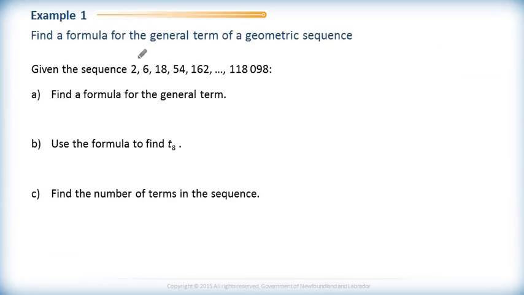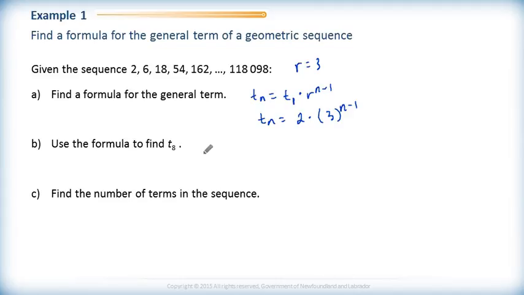For example, in this sequence, which we've already seen, we know that the r value is equal to 3. We've got to find a formula for the general term. We use that general formula that we developed a moment ago. And therefore, for this sequence, the nth term is equal to the first term, which is 2, times our value 3, exponent n minus 1. That's it. That's all there is to it.